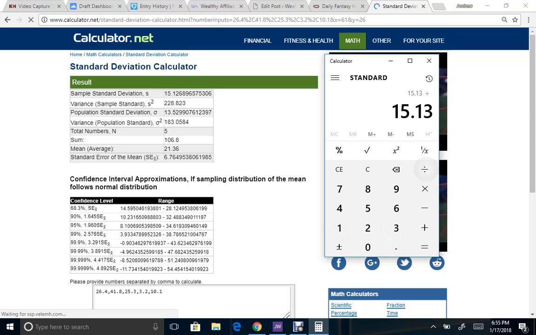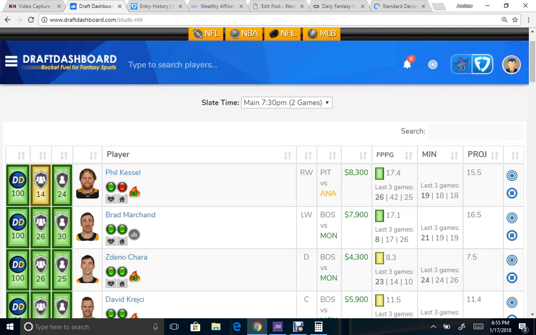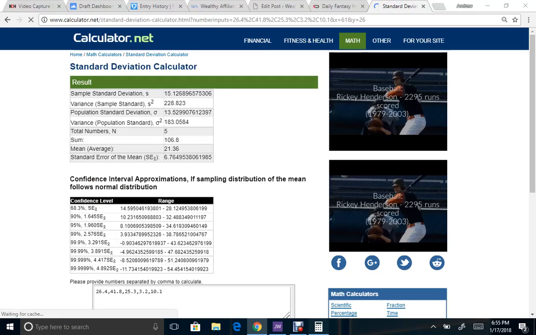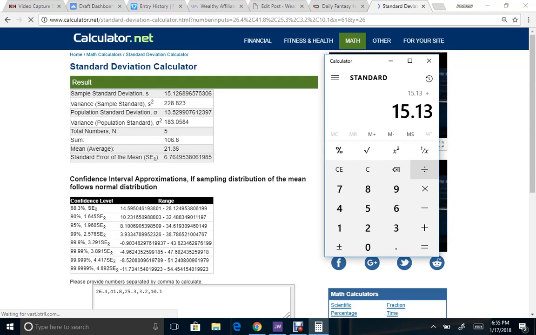15.13 divided by his average. Let's check it again. Fantasy points per game is right here, 17.4. Divided by 17.4, it's actually 0.87 standard deviation. So this is a really quick way you can do that.